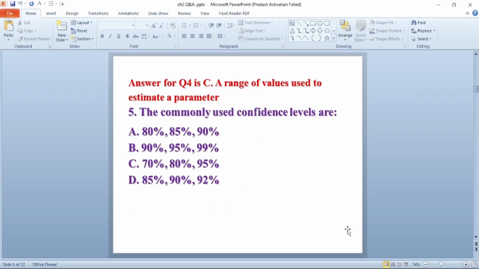Question number 5. The commonly used confidence levels are dash. A. 80%, 85%, 90%. B. 90%, 95%, 99%. C. 70%, 80%, 95%. D. 85%, 90%, 92%. The answer for this question is B. 90%, 95%, 99%.